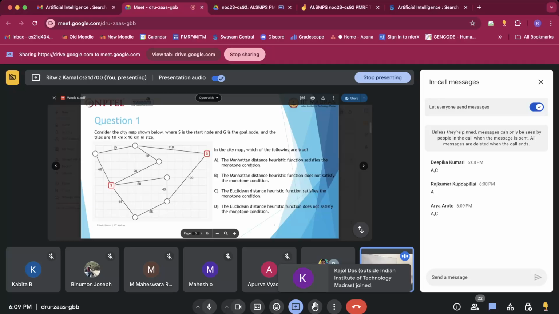You may have to spend some time trying to find out the actual Euclidean distance heuristic value and the Manhattan distance heuristic value for each of the nodes. But I'll give you one more hint. Focus on these lower edges. Take into account this edge that has weight 55 at the bottom and the one that has a weight 100 towards the bottom of the map. Look at these two specific edges and see if the monotone condition is satisfied in case of Manhattan distance and Euclidean distance.